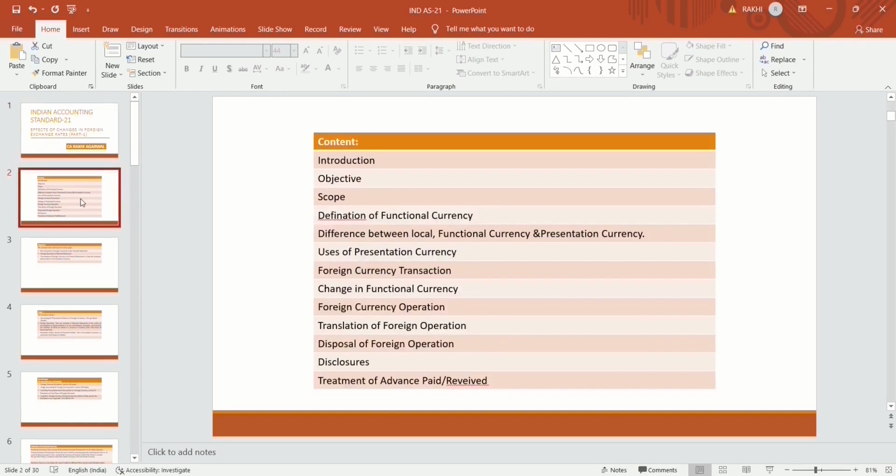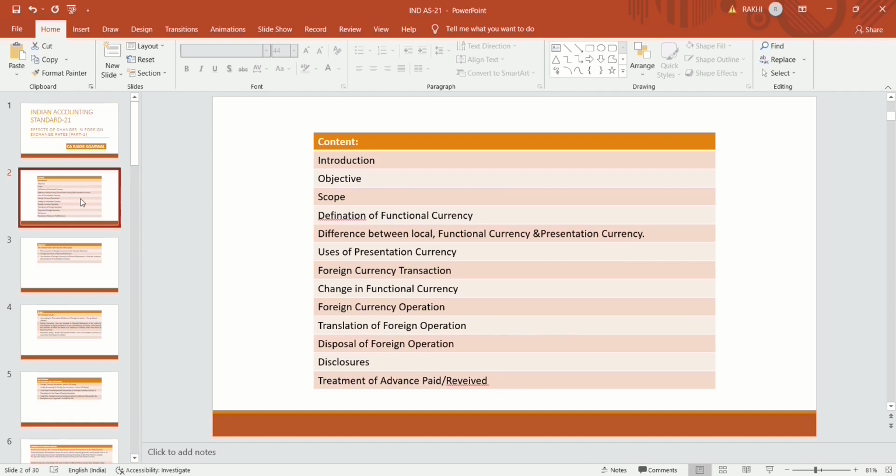In this index we will discuss what we are going to cover in this standard: the introduction of this standard, then the objective of Ind AS 21, why this standard is being made, and the scope, what is included and what is excluded. Then the definition of functional currency, which is a new concept and also very important, and the difference between local, functional and presentation currency, and the use or purpose of presentation currency.